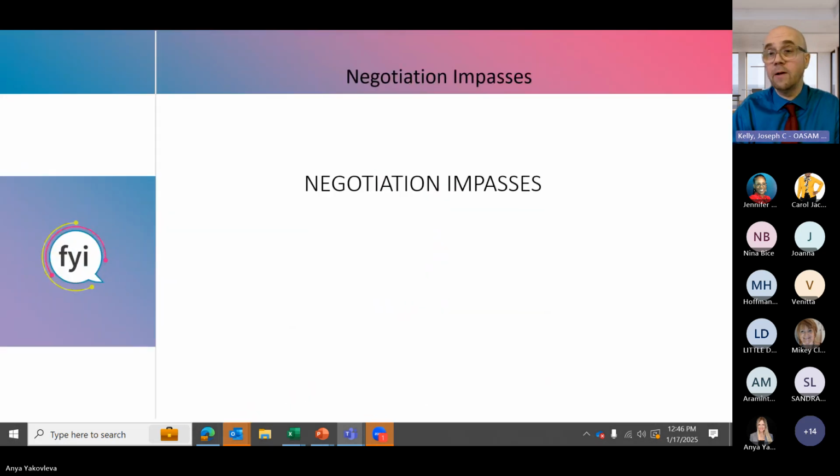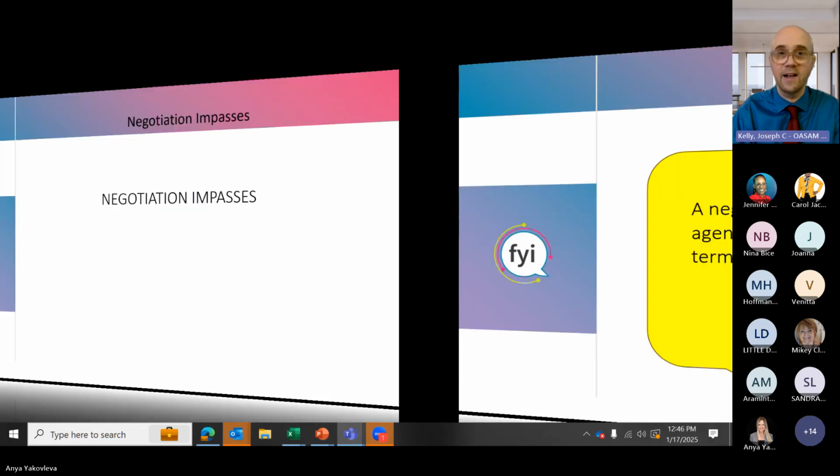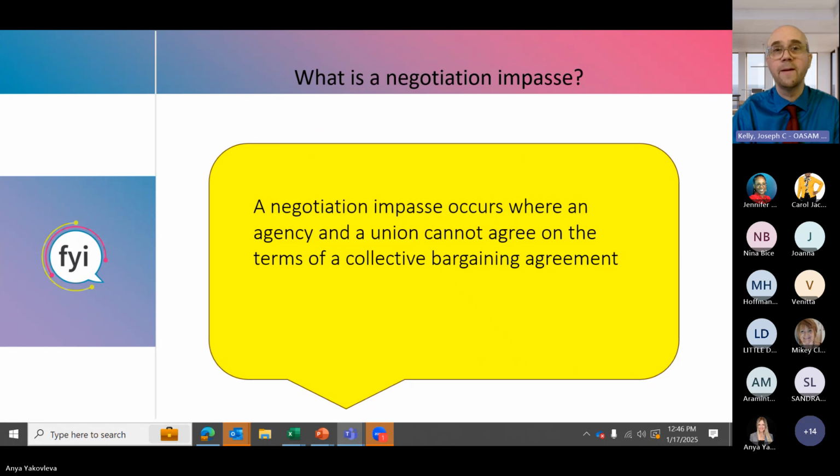And the fifth and final function of the Federal Labor Relations Authority is resolving negotiation impasses. I've got the definition on the next slide, so I'll just hold my horses there.